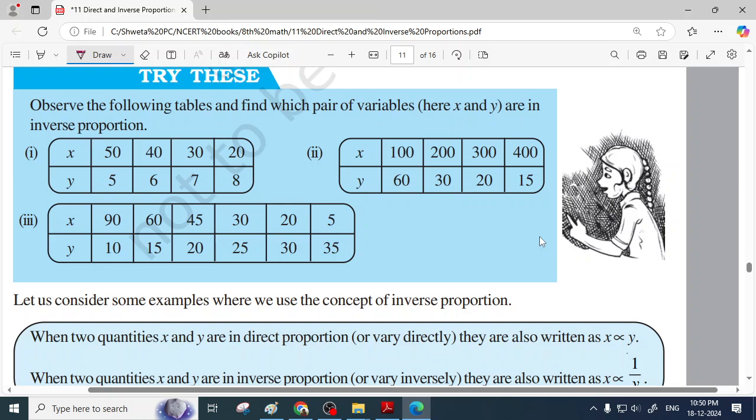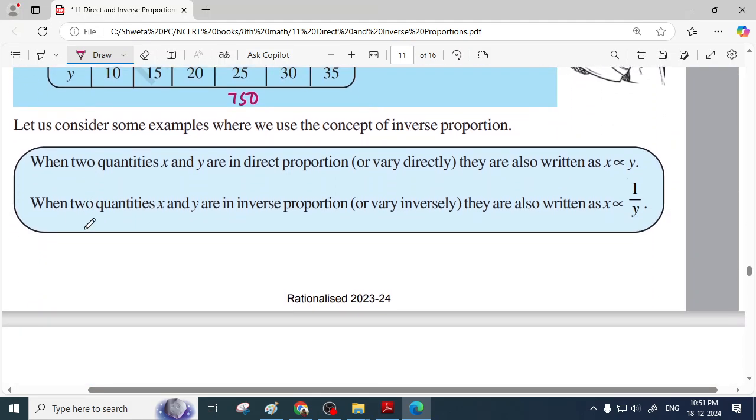Now we have to identify whether x and y vary inversely. This product is 250, this product is 240. As these are not equal, this is not an example of inverse variation. Here this product is 6000, this is also 6000, this is also 6000. So x and y in this table are in inverse proportion. Here this is 900, 900, 900, but this one is 750. So x and y in table 3 do not vary inversely.